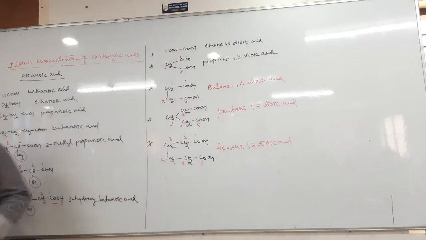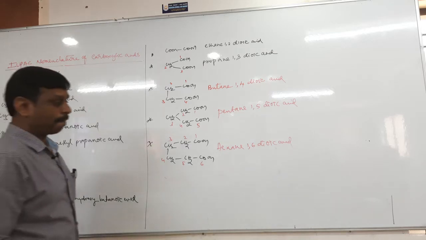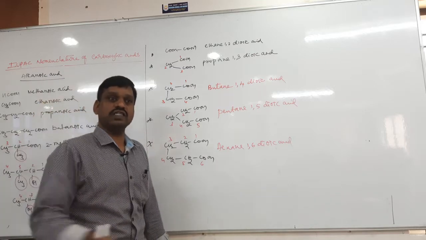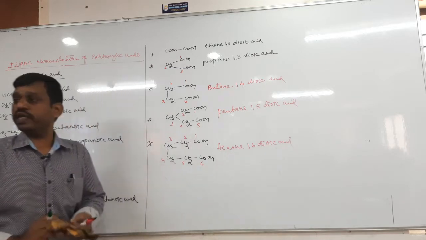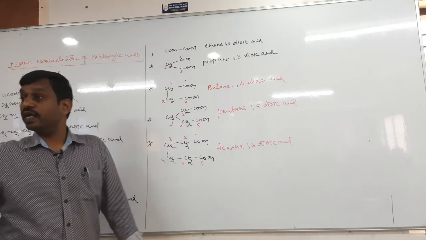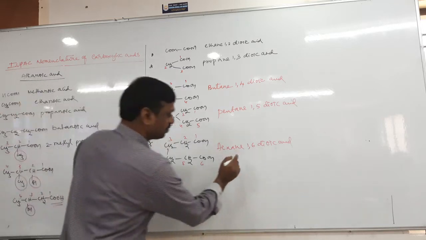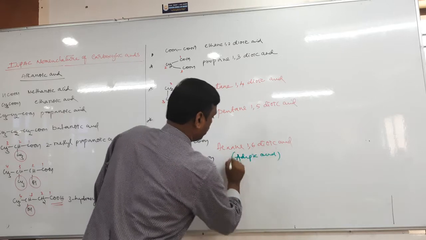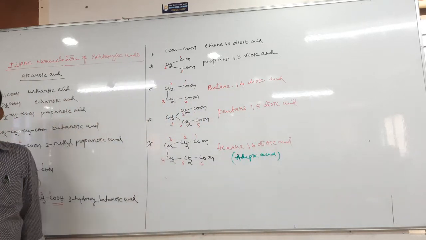Do you remember what is the name of this compound? We have studied in polymer. Yes, very good. In nylon 6,6, it is one of the monomers. What is the monomer name? Adipic acid. Very good. It is adipic acid.